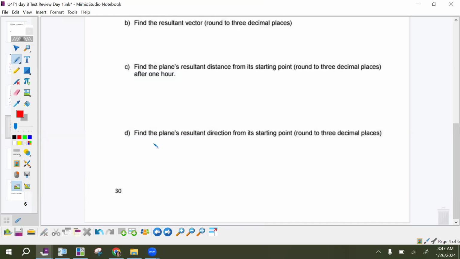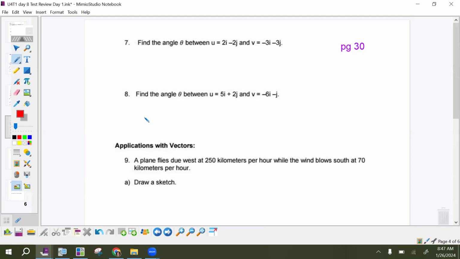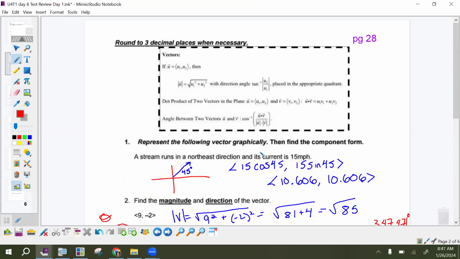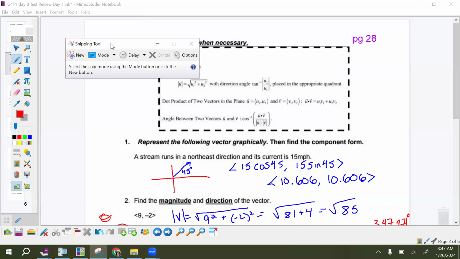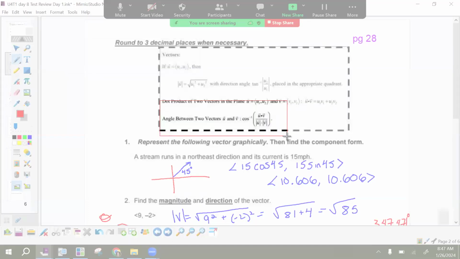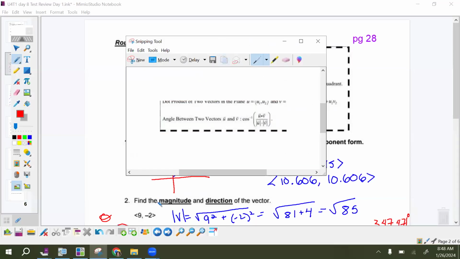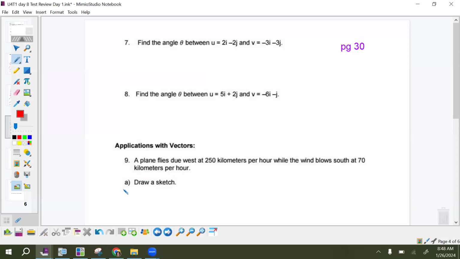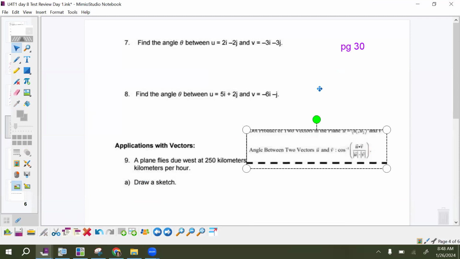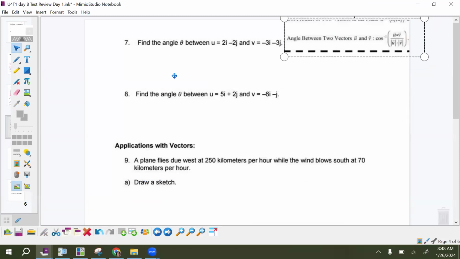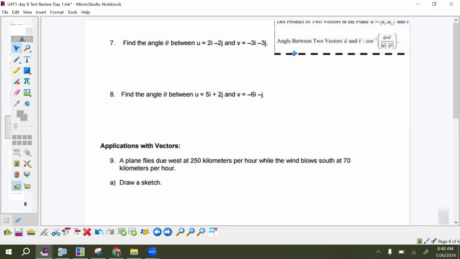All right, looks like the next one's a word problem. Nope, got to start at the top. Find the angle between. Okay, so if I go back to our formula sheet, angle between is here. But there's a few parts to it that we have to figure out.